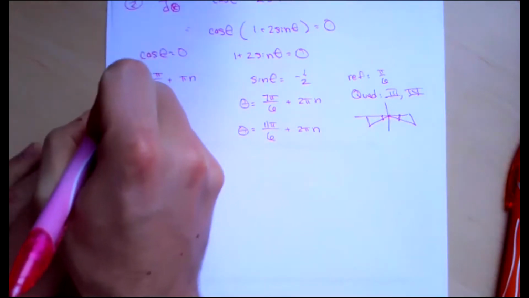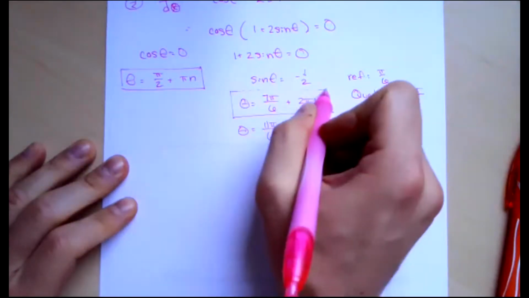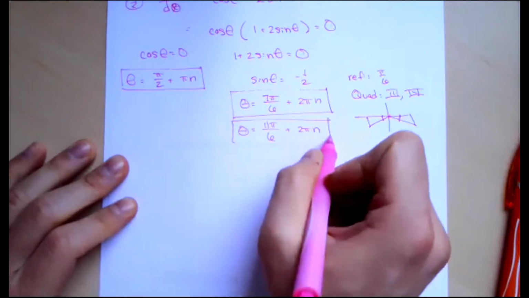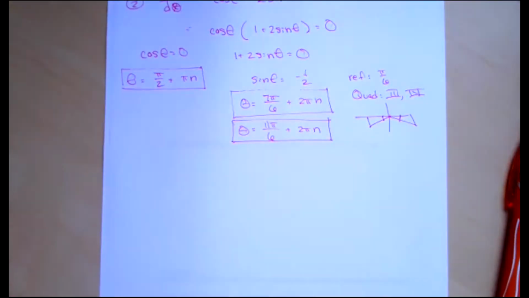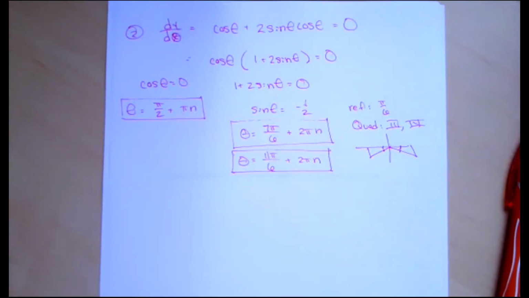And so those are the angles where we have horizontal tangent lines. Any questions on that?